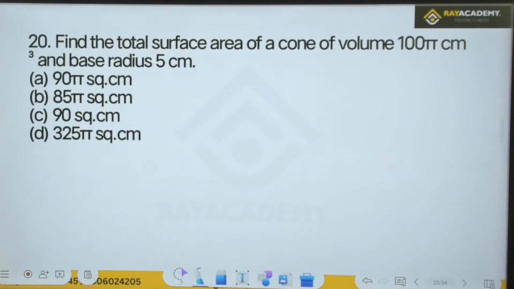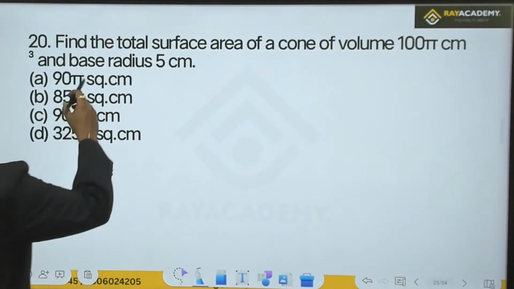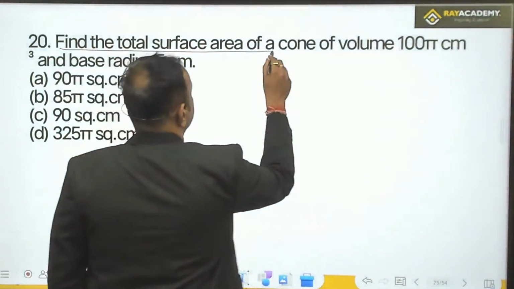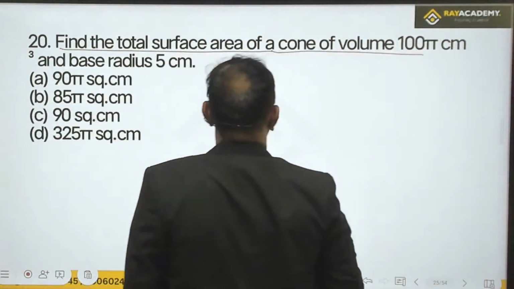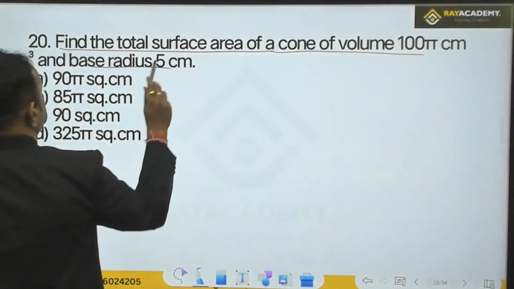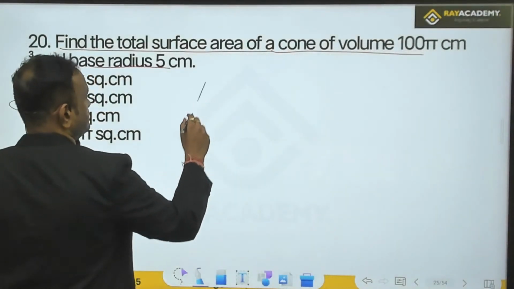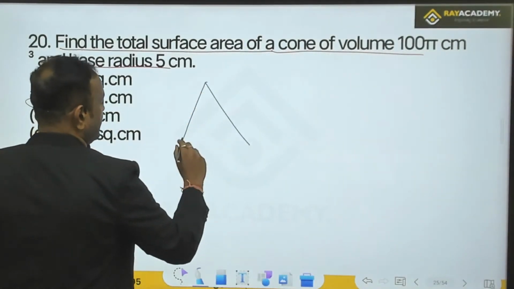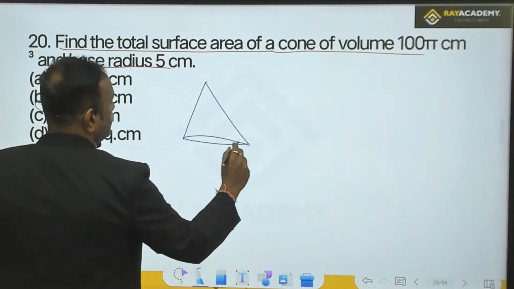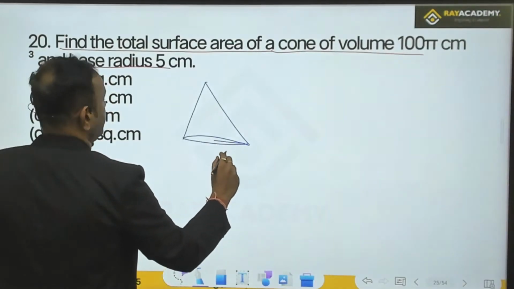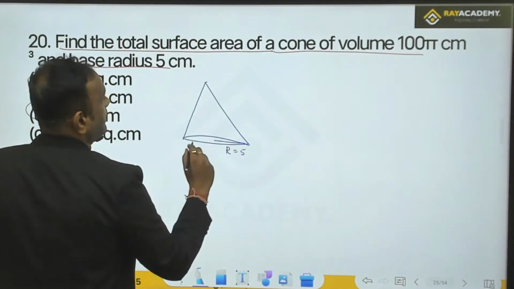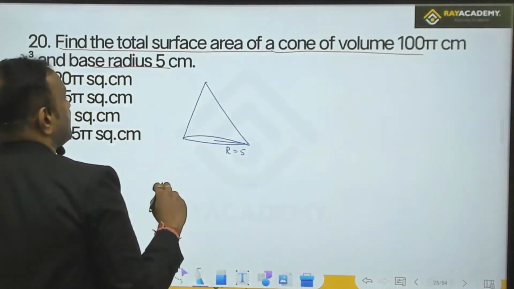Find the total surface area of a cone of volume 100 pi and base radius 5. Draw the cone. This is the right formula, nothing else is there. The radius is 5. Okay, what is the volume of cone formula?